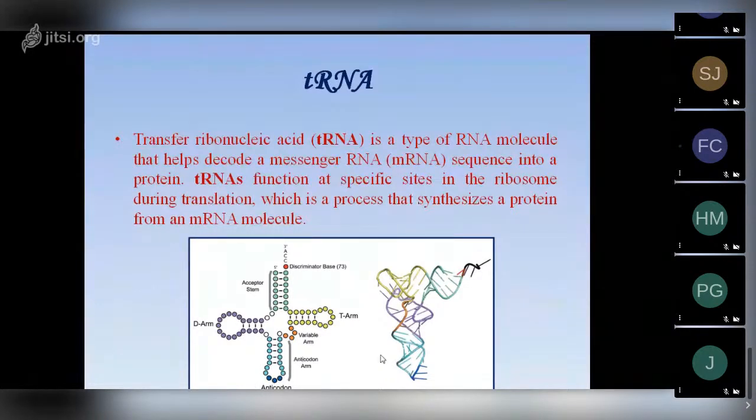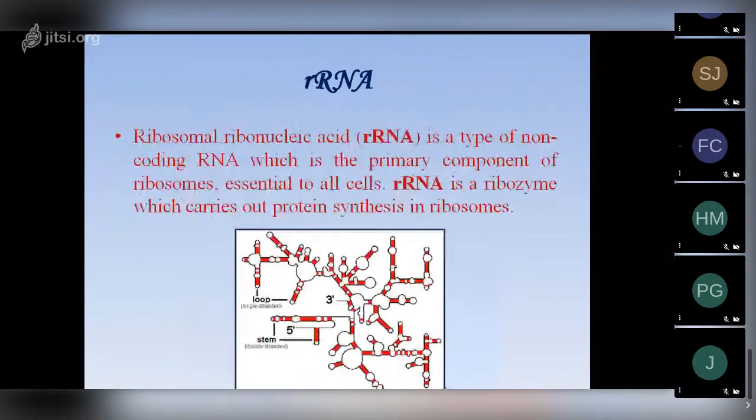Okay, when the three-dimensional structure is formed, it will look like this. This is like the reverted English letter L. So this is the three-dimensional structure of the tRNA molecule.